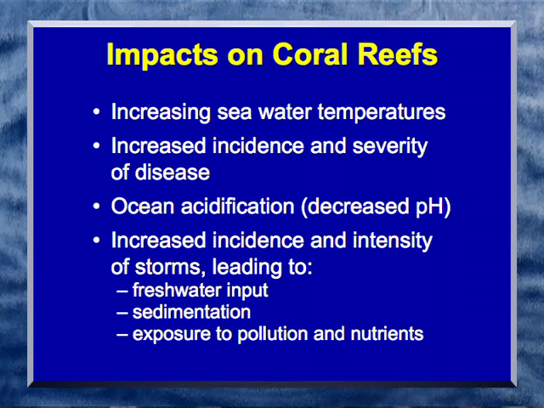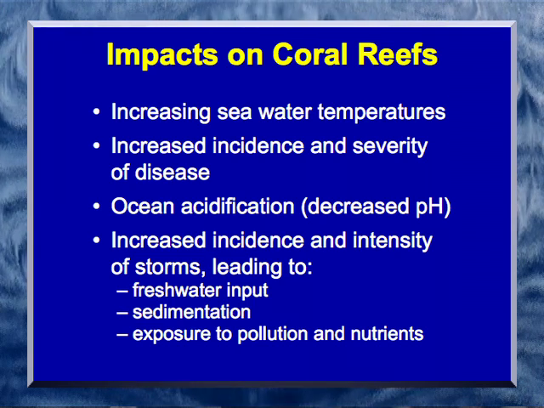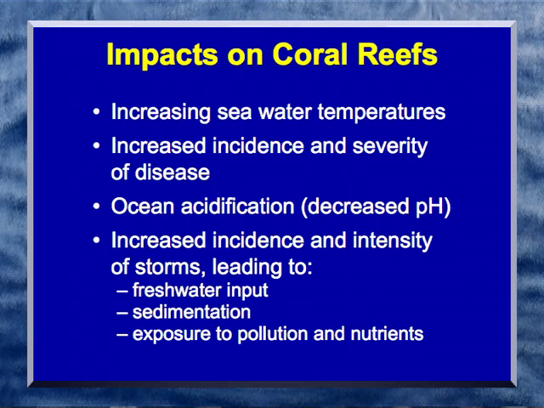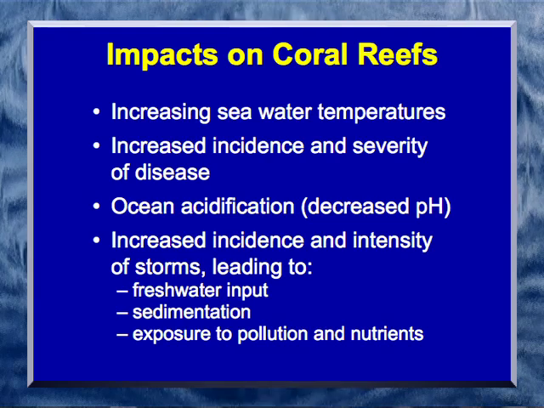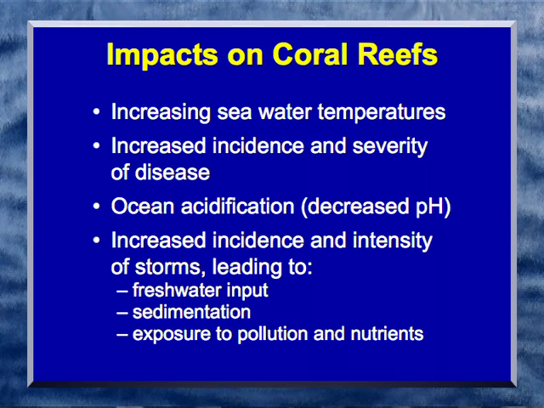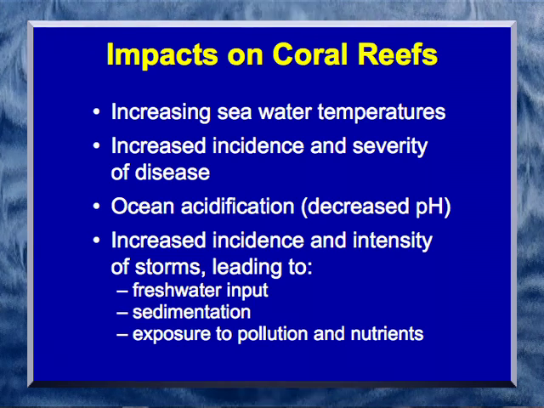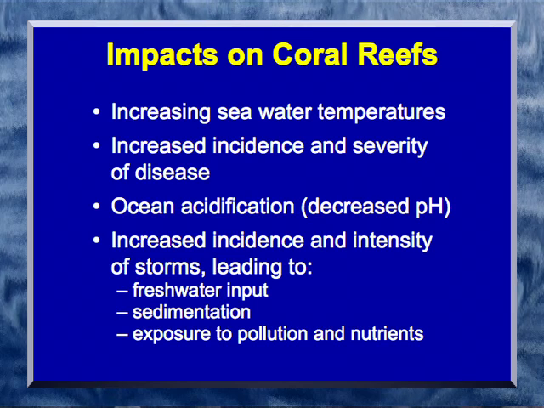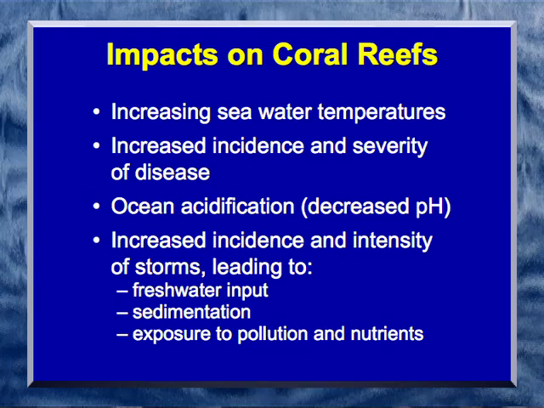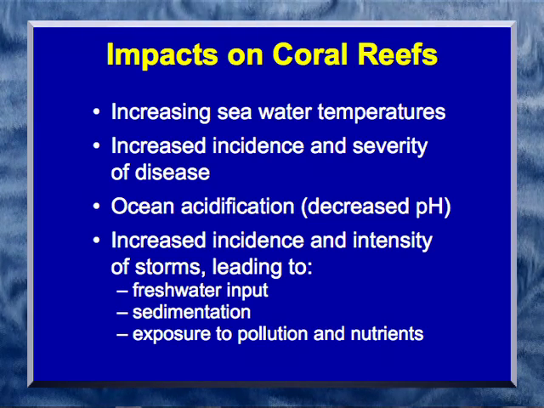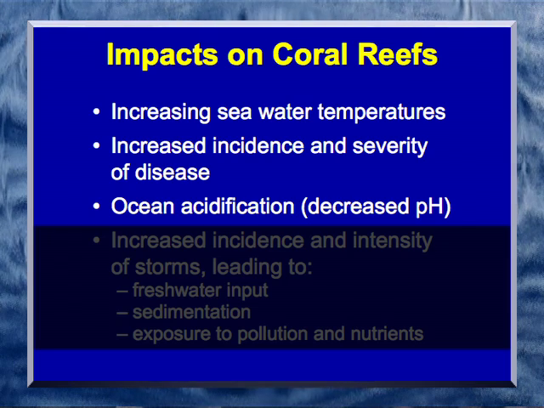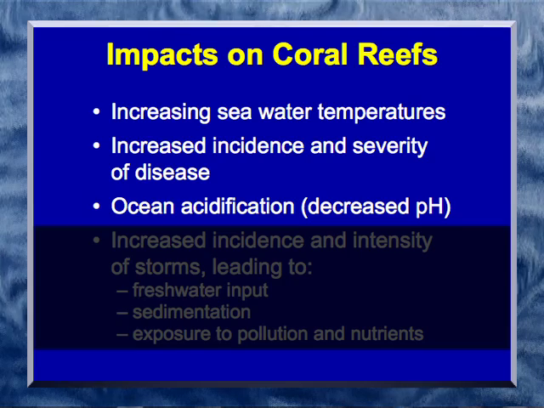And we're interested, because of the changing atmospheric chemistry, in ocean acidification, which is also a change in the ocean chemistry, which causes it to have a lower pH. And I will discuss the implications for that a little bit later on, how that's going to impact coral. And then we can see increased incidences and intensity of storms, including freshwater input, sedimentation, and increased exposure to pollutants and nutrients. However, I'm only going to focus on temperature, disease, and ocean acidification for this lecture.